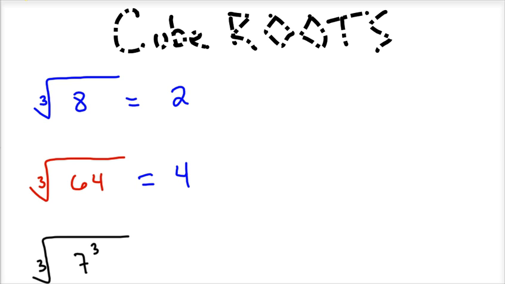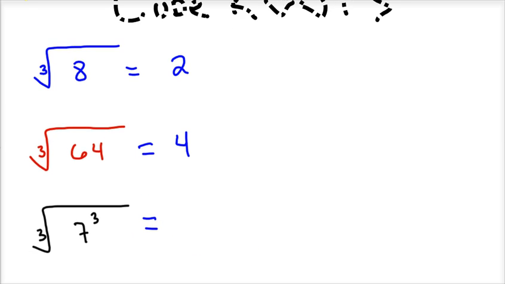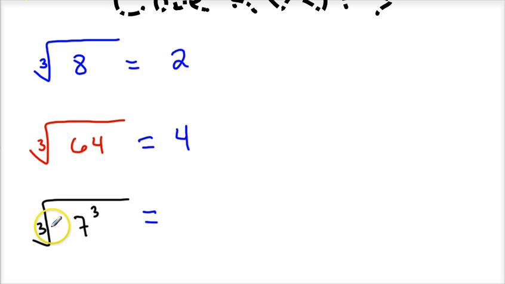And what is the cube root of 7 cubed? 7. Excellent, 7 again. So the cube root and the cube will simplify one another, and you're just left with 7. You could have multiplied 7 times 7 times 7 and then taken the cube root, but why go that far? The cube root and the cube simplify, and you're just left with 7.